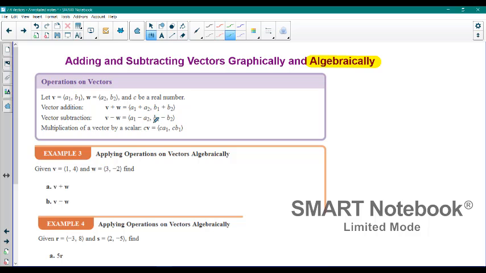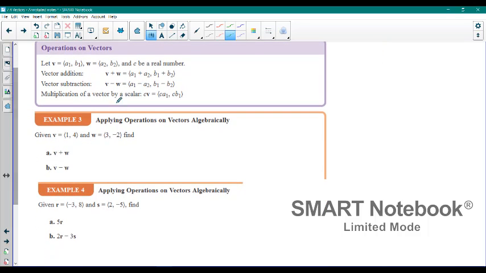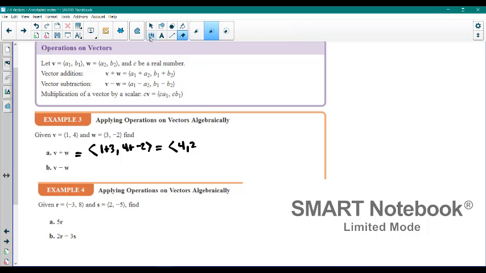Okay, here is a nice summary of that. We're going to look through a couple of examples. If vector v is the vector 1, 4, and vector w is the vector 3, -2, find v plus w. Well, that would be 1 plus 3 and 4 plus -2. So it would be the vector 4, 2, which means if we were to graph this, the sum, the resultant, would start at 0, 0 and end at 4, 2.